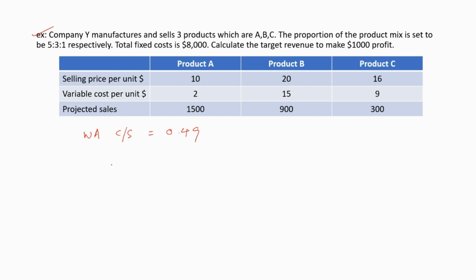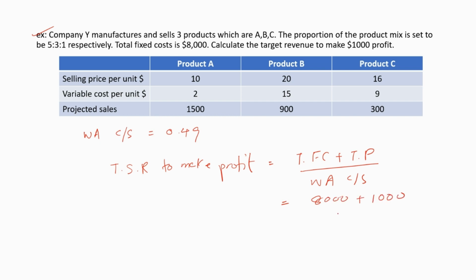Now we can calculate the target sales revenue to make profit, which is equal to total fixed cost plus target profit divided by the weighted average CS ratio. So the total fixed cost is equal to 8,000. So the target profit is 1,000 divided by 0.49. So this is equal to 18,367.3.